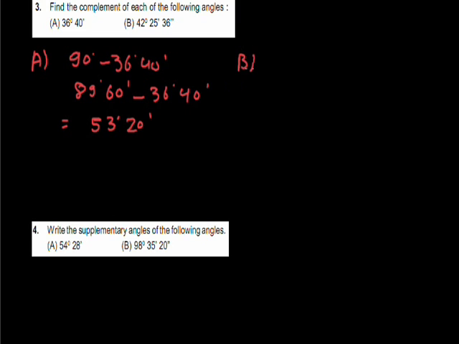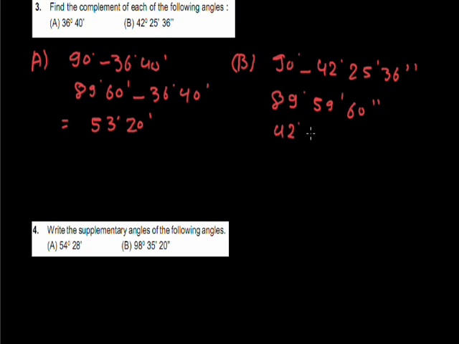And for the second, we have to convert it into minutes and seconds also. So 90 degree minus 42 degree 25 minute 36 second. And 90 degree can be written as 89 degree 59 minute and 60 second, and it is to be subtracted from 42 degree 25 minutes and 36 second. After subtracting, we get 24 seconds, 34 minute and 47 degree, which is our required answer.